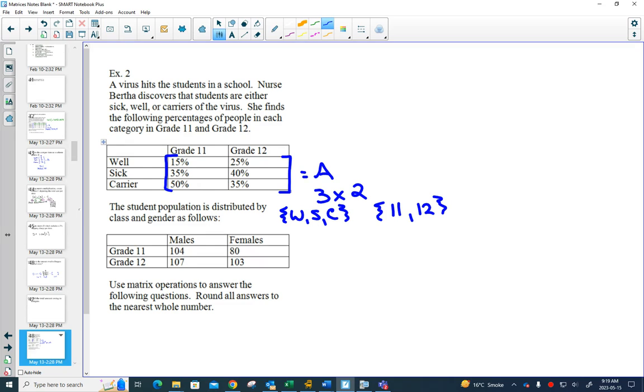We're going to go beside this one, square brackets, and call it matrix B. And we're going to notice that matrix B is a 2 by 2, and one 2 is 11s and 12s, and the other 2 is males and females.